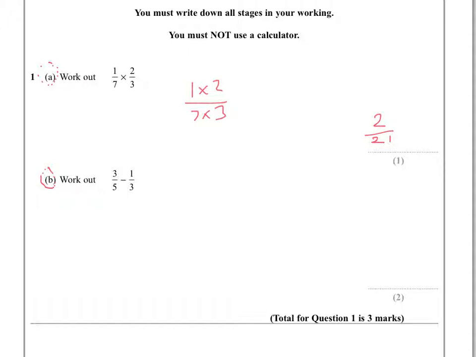The second one here, 3/5 take away 1/3. Well, we need to make sure that we have common denominators here, so 3 and 5 both fit into 15. 1/3 is the same as 5/15, and 3/5 is the same as 10/15. 10/15 take away... 3/5 is not the same as 10/15, is it? 3/5. 5 times 3 to turn into 15. 3 times 3 is 9, so 9/15 take away 5/15 is 4/15.